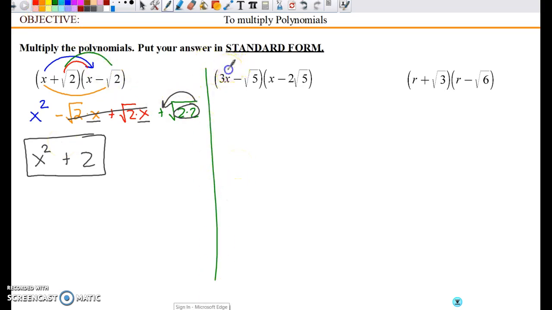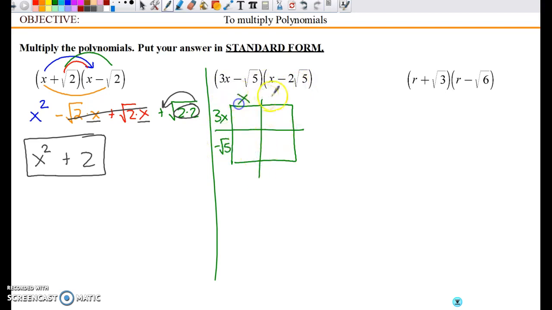I'm going to distribute again. 3x times x. And actually, I distributed last time. I'm going to show you the box method on this one. So again, I'm going to line it up. I have the binomial times the binomial, so I have 3x and the negative square root of 5 here on the rows. And in the columns, I'm going to have x and then negative 2 times the square root of 5 in the second column.